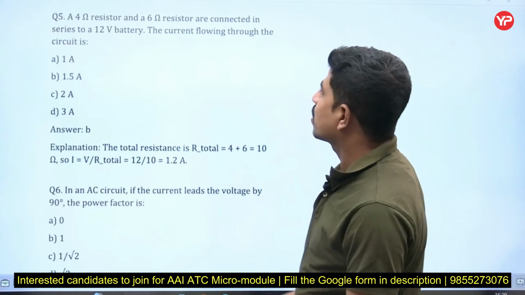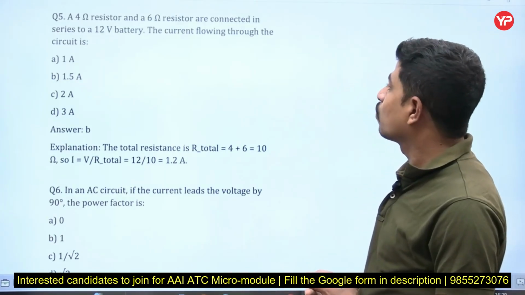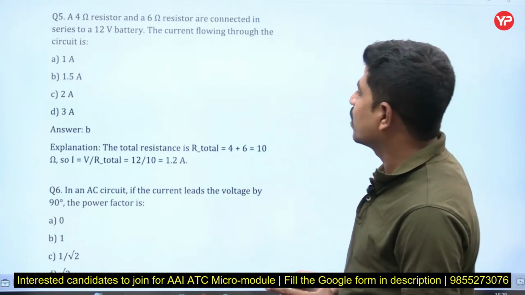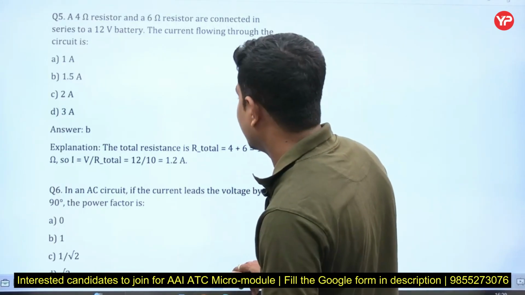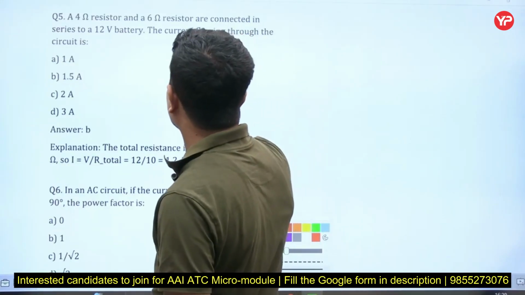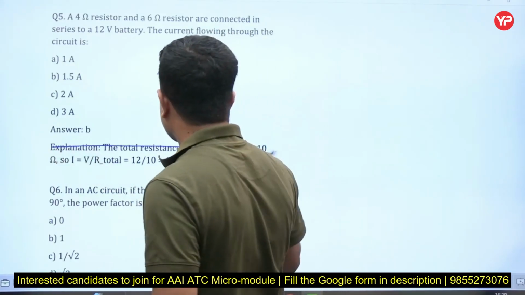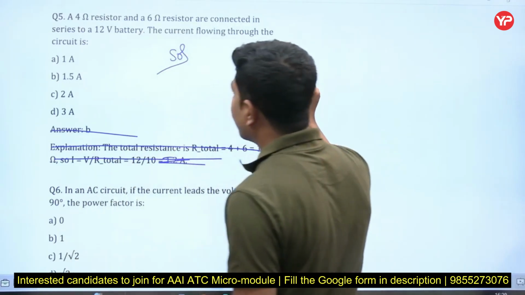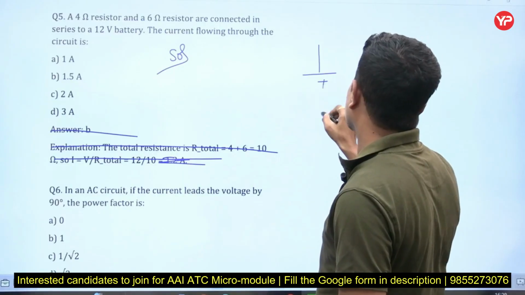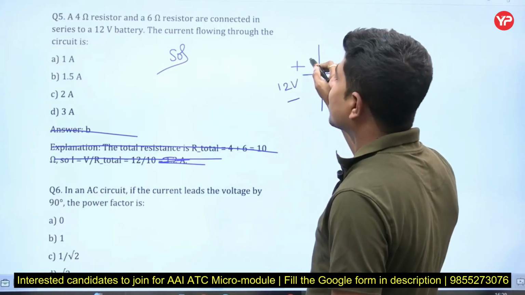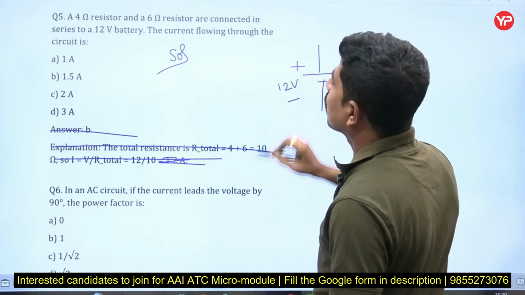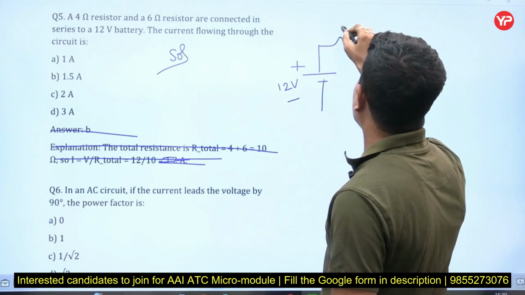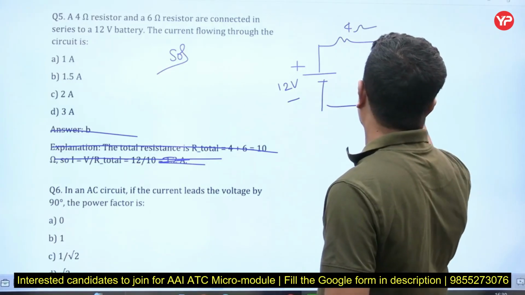A 4 ohm resistor and 6 ohm resistor are connected in series with a 12 volt battery. The current flowing through the circuit is, see, he is saying, I will write here. Observe carefully, all of you. Forget about this explanation and answer. We do it very clearly. There is a 12 volt battery. A 4 ohm resistor and a 6 ohm resistor are connected in series.